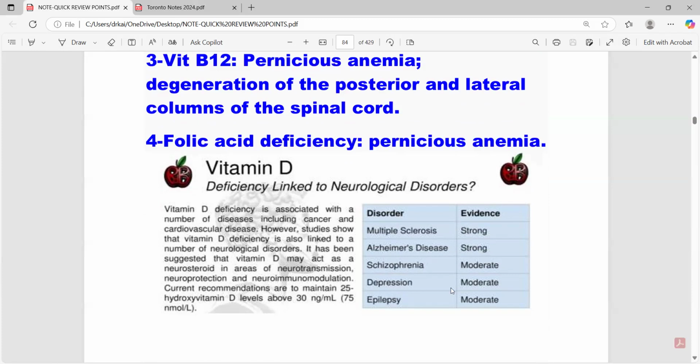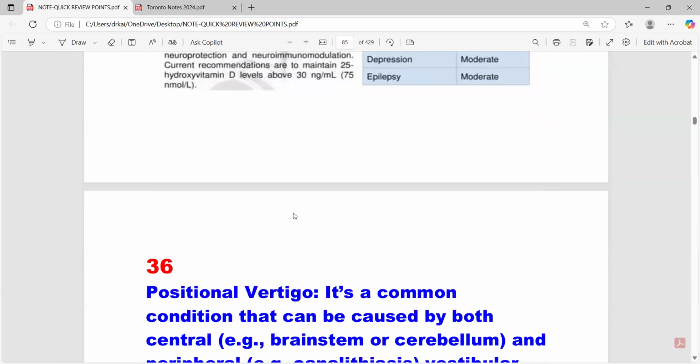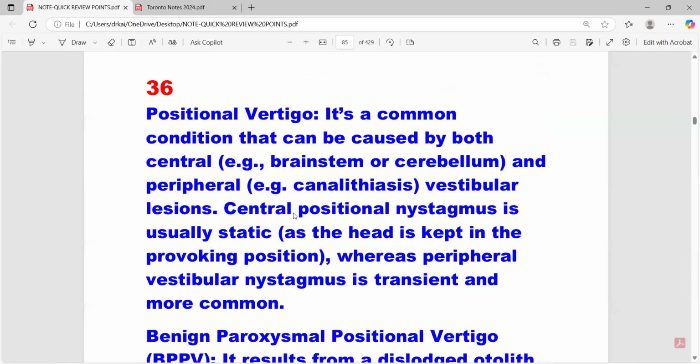Then what's the disorder? How's the evidence? So just for your reading. Positional vertigo, usually we do cover it in ENT, but since we're doing neurology, let's do it here. It's a common condition that can be caused by both central and peripheral vestibular lesions. Central positional nystagmus is basically static, as if the head is at one place and it's having it. The peripheral is basically transient and more common.